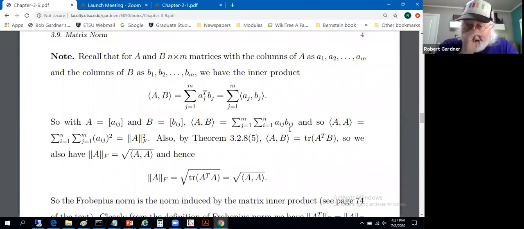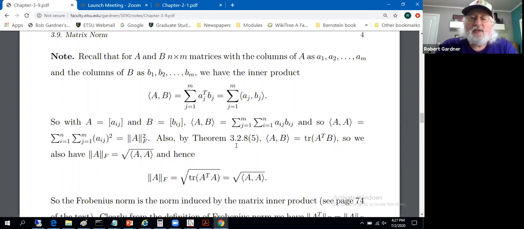So if we take an inner product of a matrix A with itself, then we get the A sub ij times A sub ij itself. We get a double sum over all rows and all columns, A sub ij squared. It's the sum of the squares of all the entries in that matrix A. And that's exactly what we would get for the Frobenius norm squared.